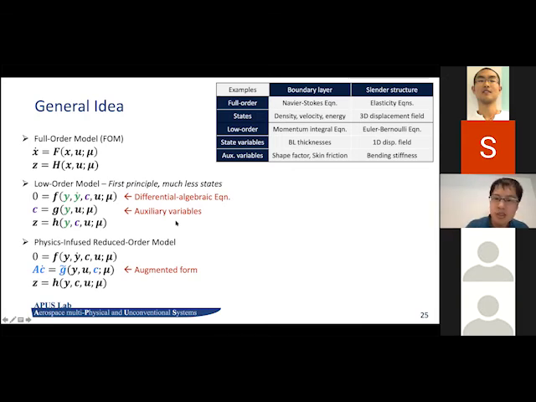But of course, these lower order models don't fully capture what you see in the full order model. So here comes our idea: we correct these auxiliary variables. We replace this algebraic equation with a possibly augmented differential form, so that when the new auxiliary variables go back into the differential algebraic equation, it gives us the correct output that we are interested in.